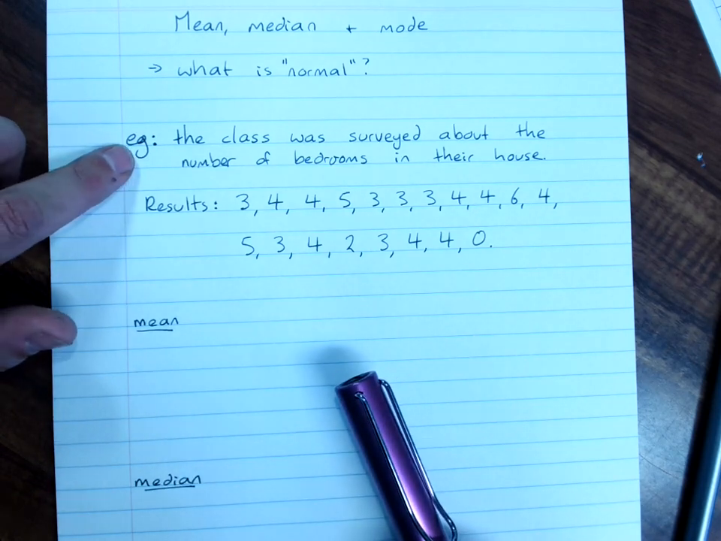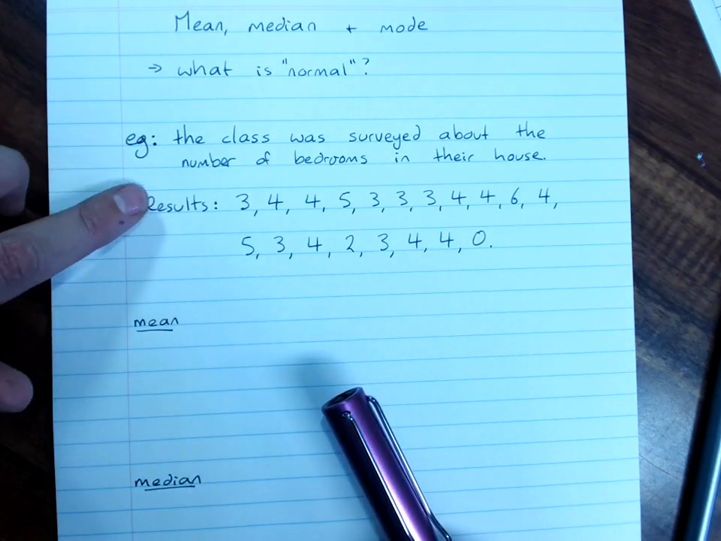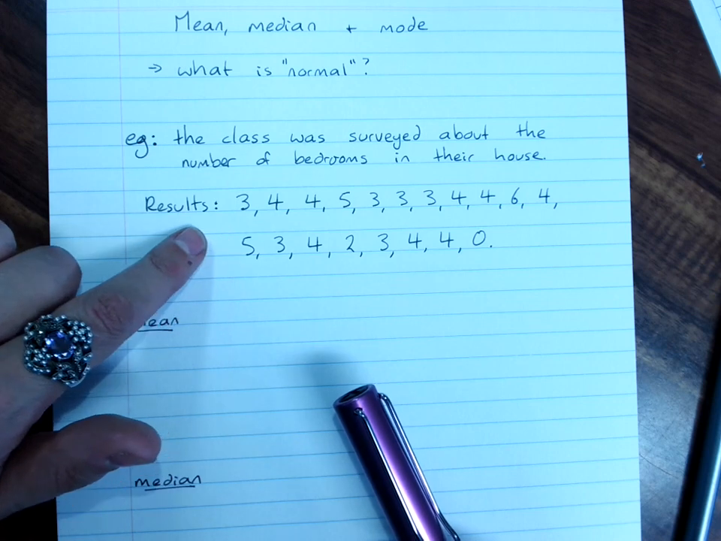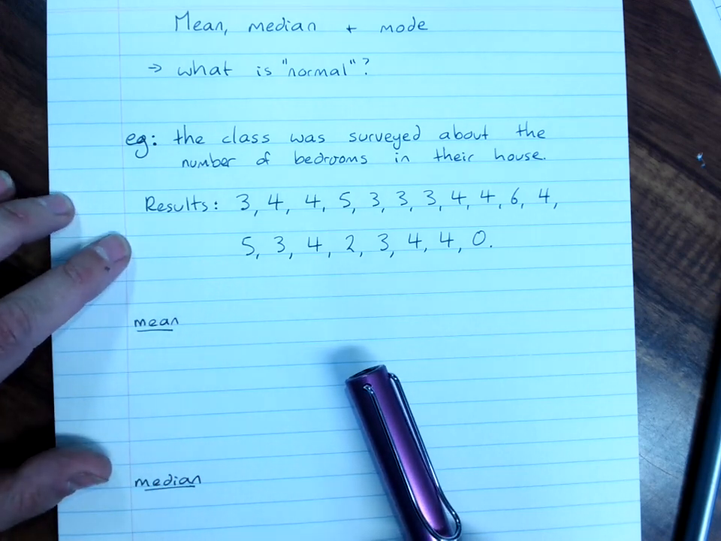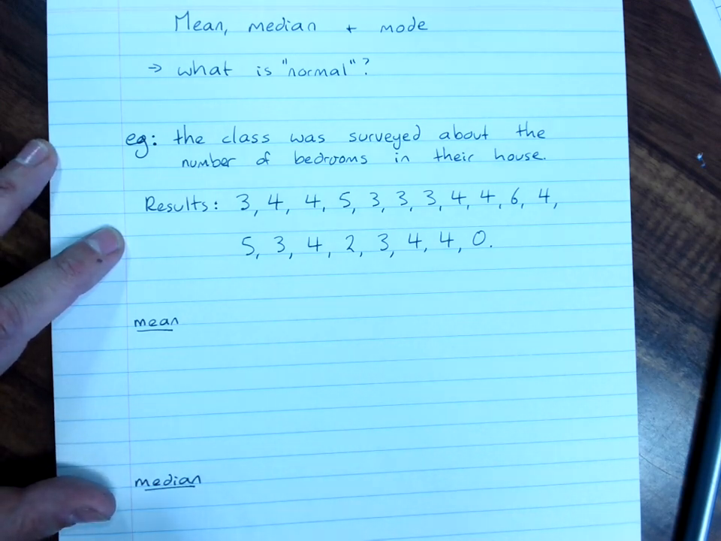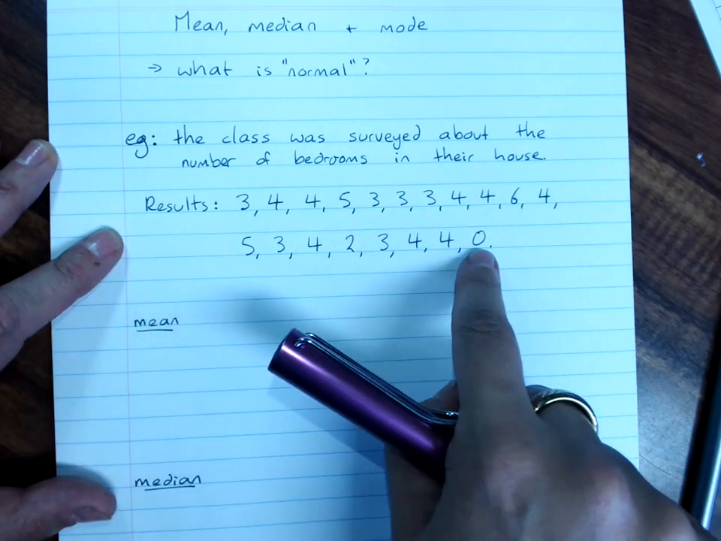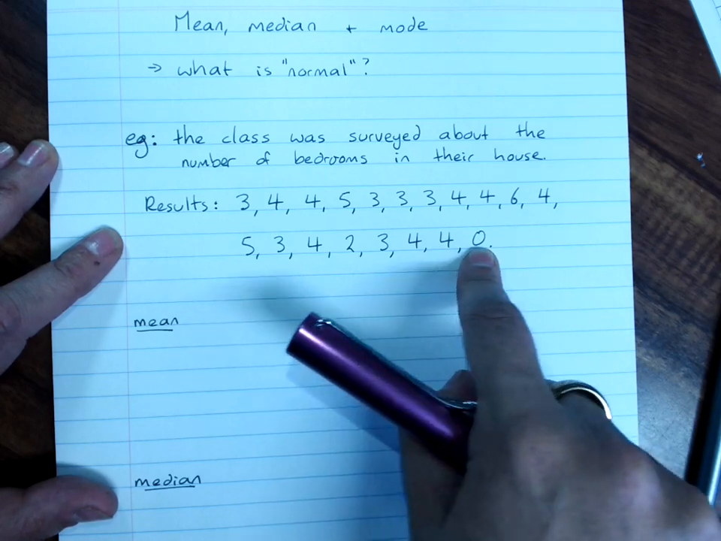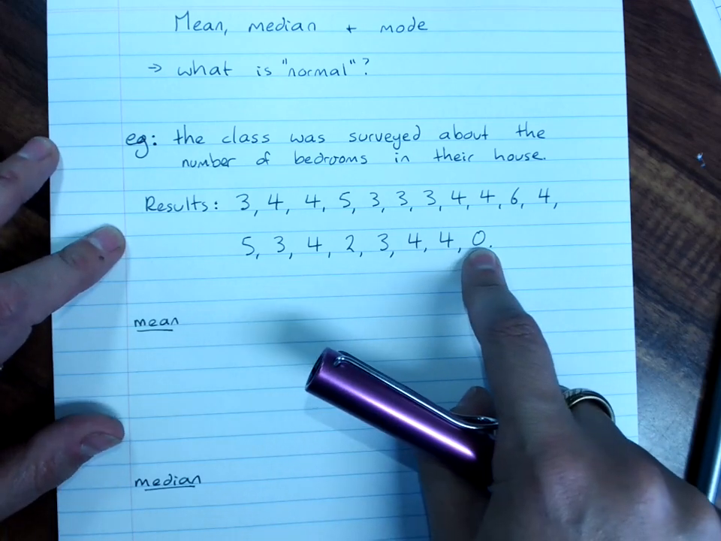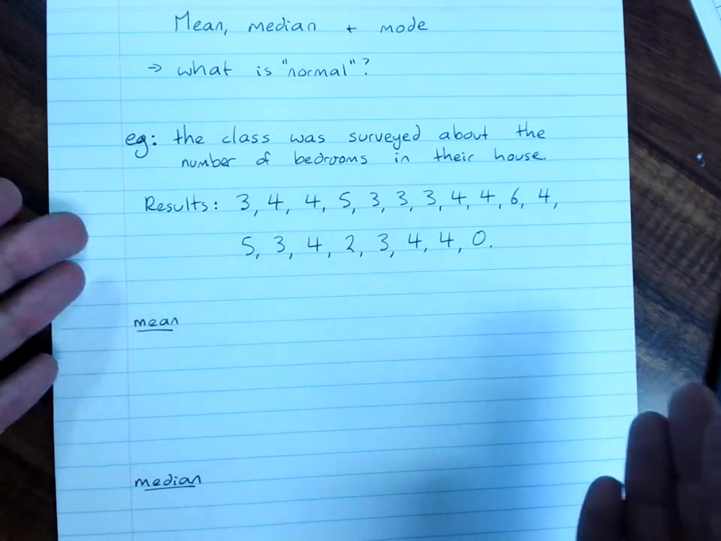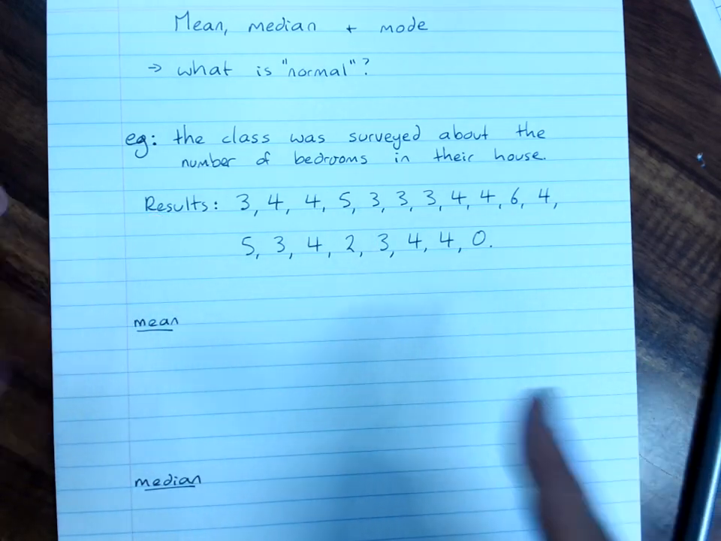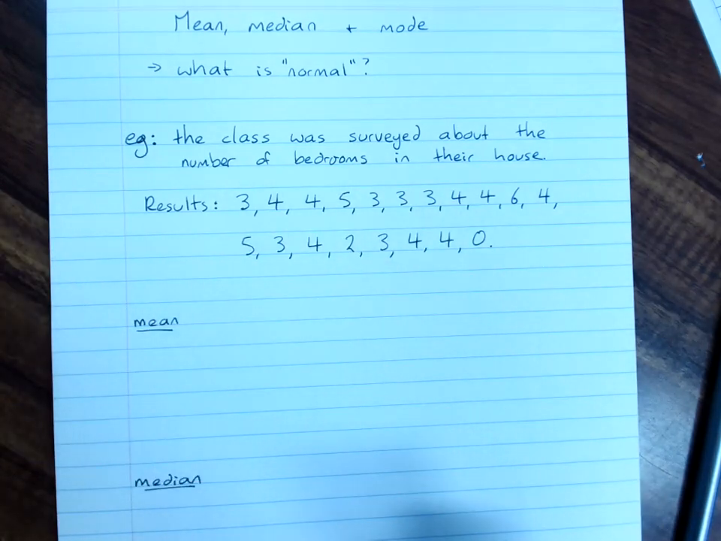So for example, the class was surveyed about the number of bedrooms in their house. And here are the results. And you can see immediately that there's someone in there who we could say, well, they're probably not the normal answer. That's me, over here. Studio bedroom apartment, no actual bedrooms. Mostly because everyone here comes from a family with kids, because you're all kids. There's multiple bedrooms. So it's normal for this group of people to have multiple bedrooms.